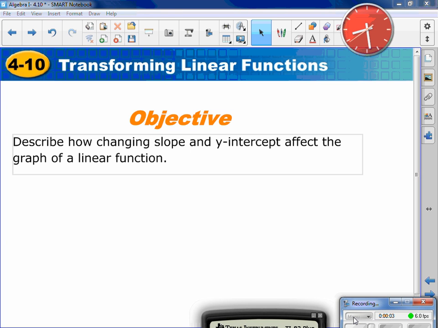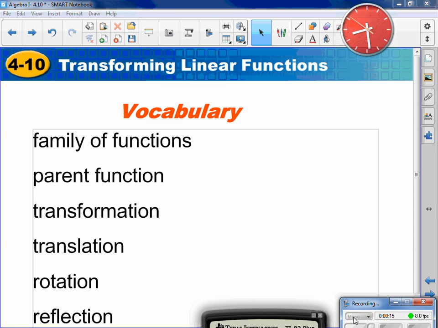Today we're starting 4.10, transforming linear functions. What we're going to do is look at equations and determine how the slope and y-intercept affect the graph of a linear function. There's a bunch of different vocabulary we're going to talk about.